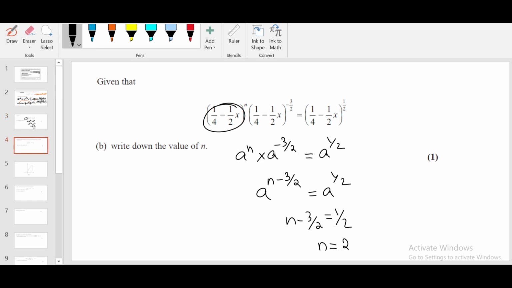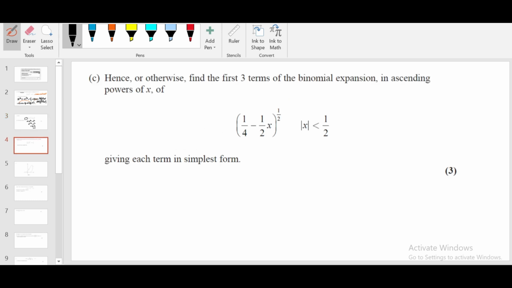Let's move on to part C now. Hence or otherwise, find the first 3 terms of the binomial expansion in ascending order. This one. You can in fact treat this as a separate binomial expansion and find the first 3 terms.